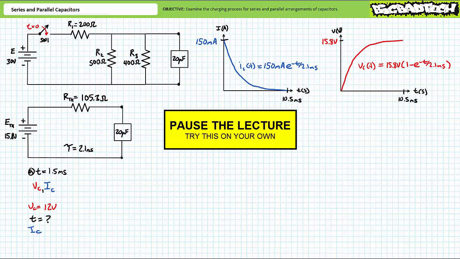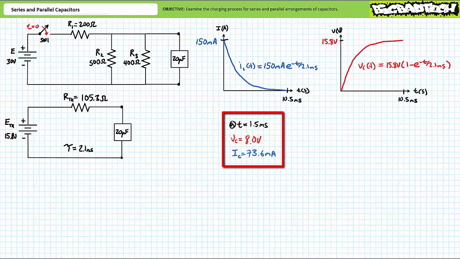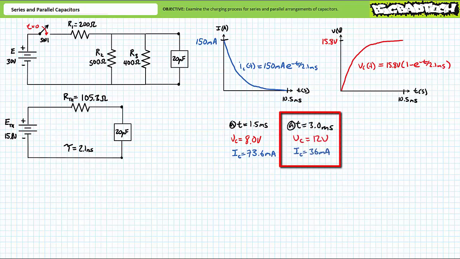If you're tracking, you should have obtained the following data. At 1.5 milliseconds, voltage across the capacitor is roughly 8 volts, and current through the capacitor is roughly 73.6 milliamperes. At t equals roughly 3 milliseconds, voltage across the capacitor is 12 volts, and current through the capacitor would be 36 milliamperes. Thus concludes the transient analysis of the charging process for our total capacitance.